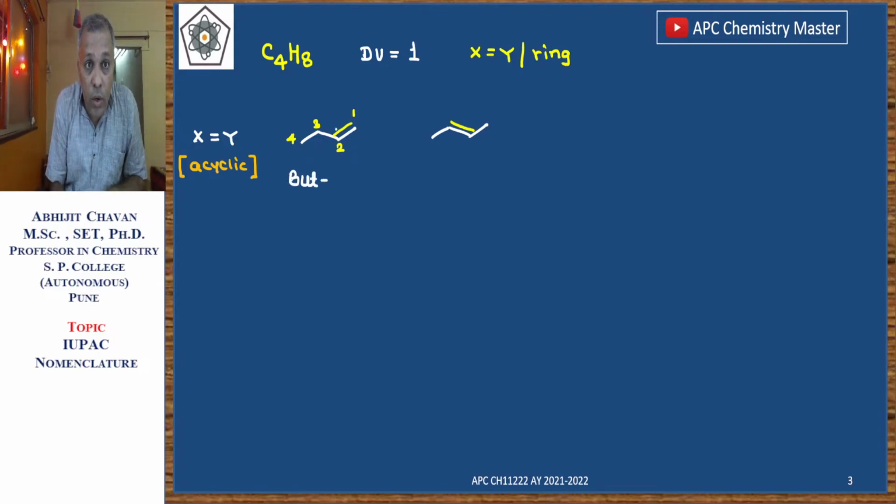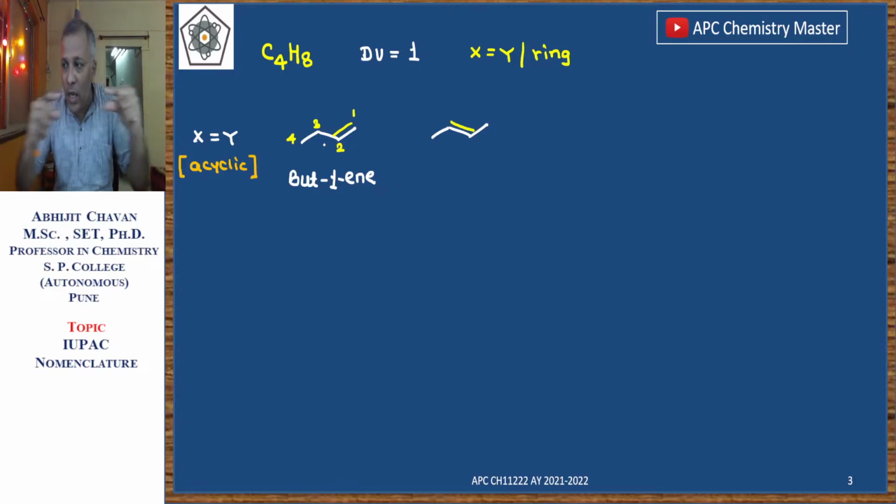Very good. Now there is at least one double bond. At which position is that double bond? Position number 1. And hence, as there is a double bond, I'm going to use ENE. I'm not going to use ANE, because ANE is used only if all carbon-carbon bonds are single in the main chain. Is it clear?